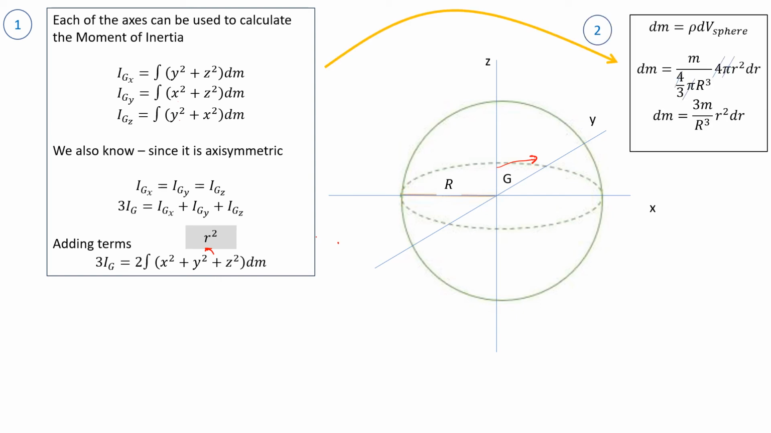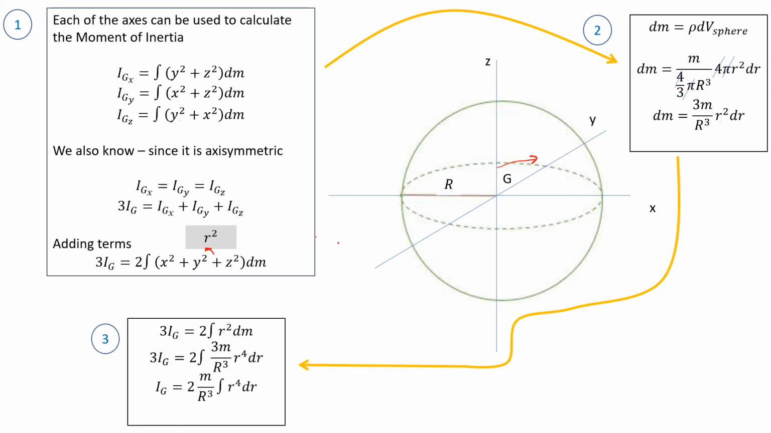So if you move forward from there, you can say, well, I already know dm is going to be some density times the volume of the sphere. And density is just mass over volume, so mass over 4/3 pi R cubed. And the volume of the sphere can be defined in the integral form as 4 pi r squared dr. And we end up with dm, which is equal to 3M over R cubed, r squared dr. R squared is the one I want to integrate over.